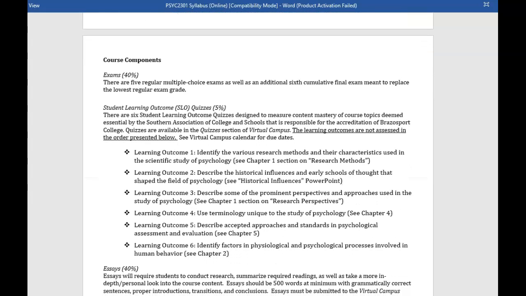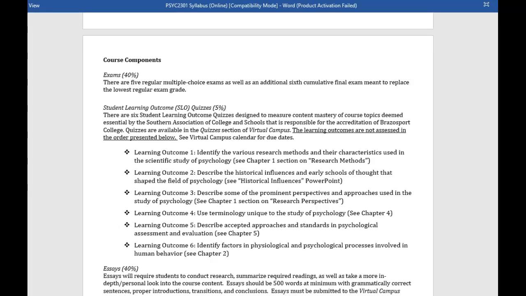The course components for the class are as follows. There'll be 5 regular multiple choice exams. These exams will each cover 2 chapters from the textbook. There will also be a final exam that covers the entire textbook and replaces the lower regular exam grade. Information from the supplemental reading on killing will not be on these exams. These exams are strictly focused on the textbook. So each exam will weigh 8% of the final grade, and the final exam will replace the lowest regular exam grade. There will also be 6 short quizzes, which I refer to as student learning outcome quizzes.